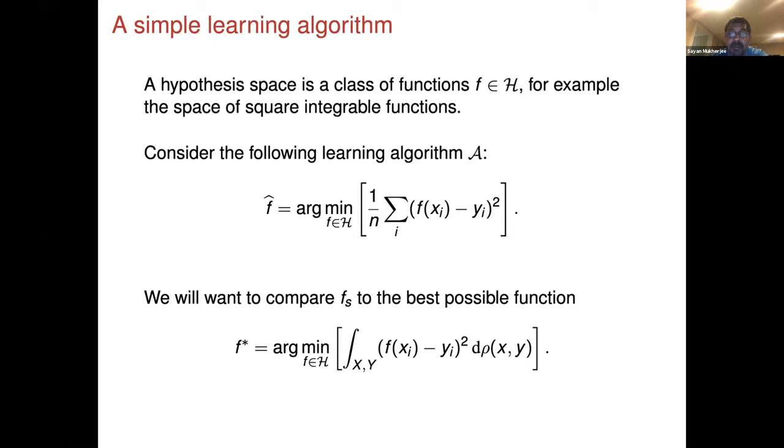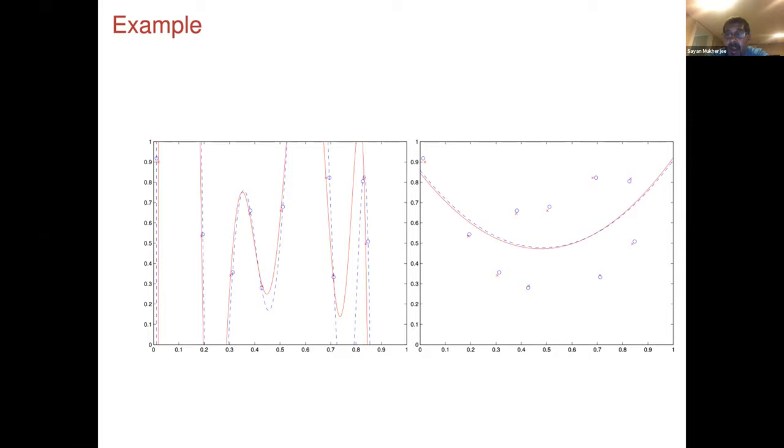Again, here's just an example. On the right, I have a second order polynomial. On the left, I have a much higher order polynomial. And if you notice, if I just perturb my data a little bit, the second order polynomial is not going to change much, but the higher order is going to change a ton.